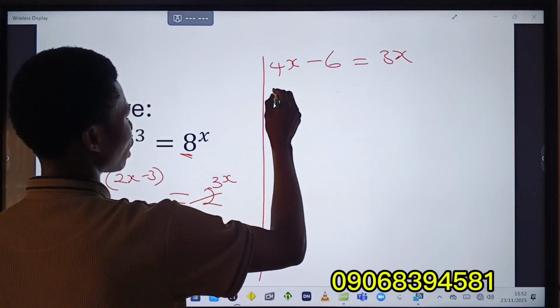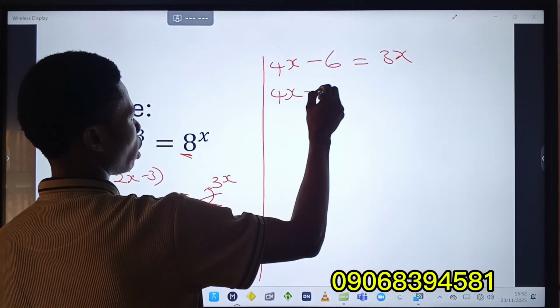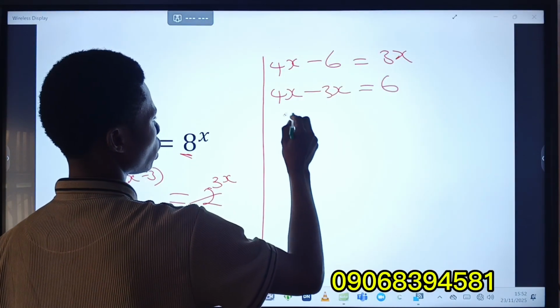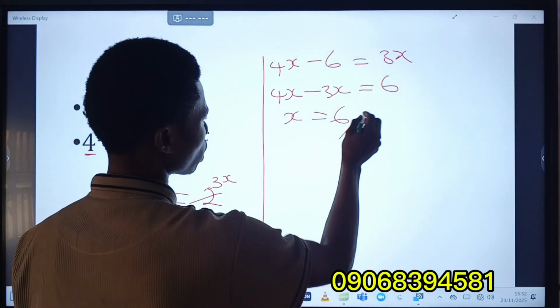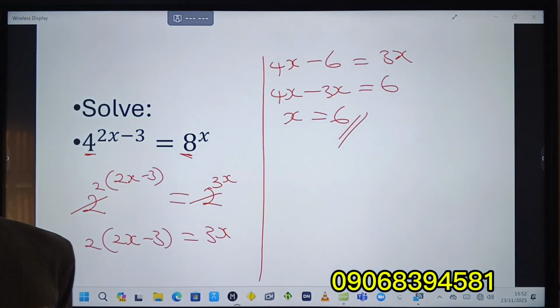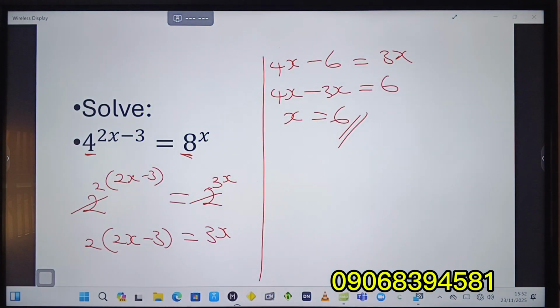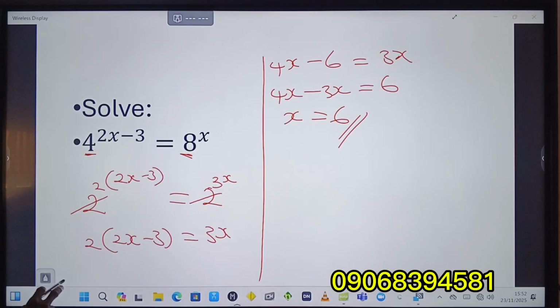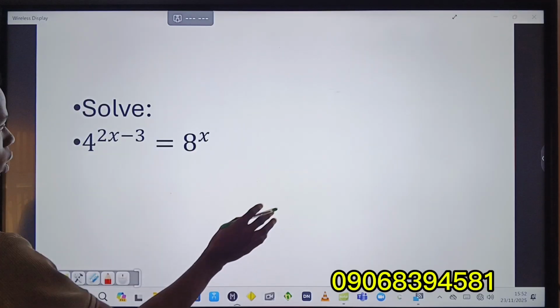I collect like terms. 4x, this one comes here, minus 3x equal to this one goes there, 6. 4x minus 3x, x equal to what? 6. Hope you understand. That is very, very simple. Alright, let's move on to the next one.